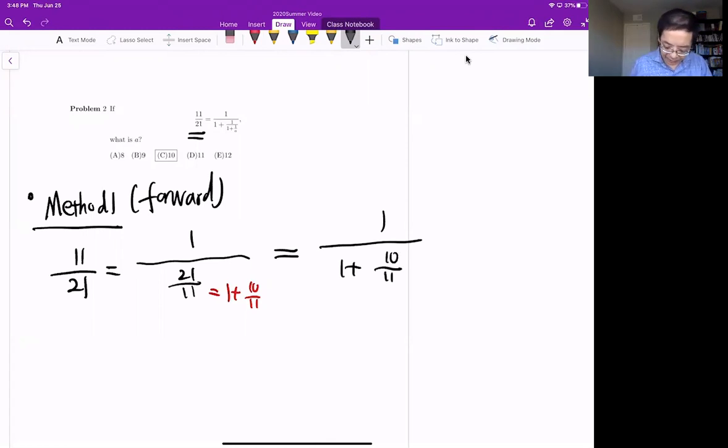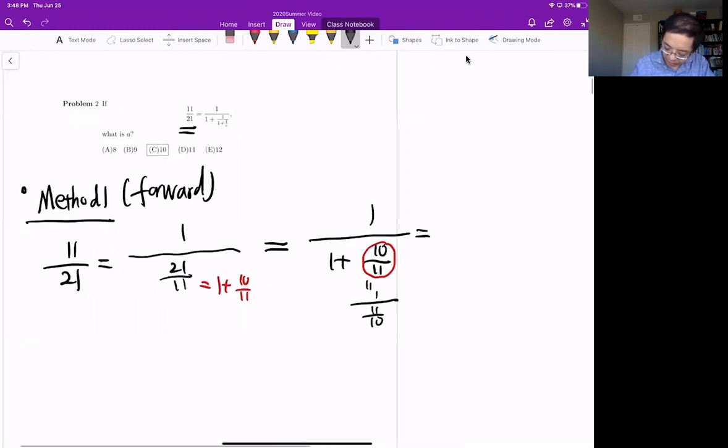Okay, so it's not done yet because we need another floor. So that's also 1 over something, okay? So we just do it again. So this guy equals 1 over 11 over 10, right? So this one equals 1 over 1 plus 1 over 11 over 10. Now, 11 over 10, we use the same procedure. So this guy is 1 plus 1 over 10.